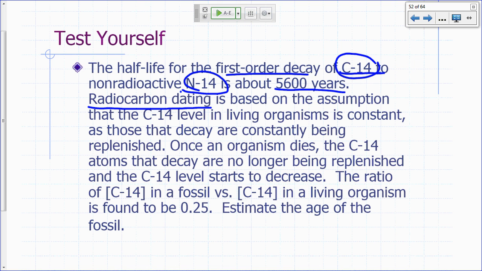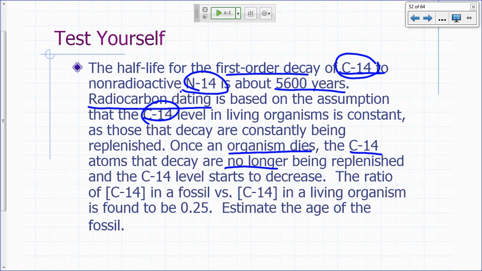Radiocarbon dating is based on the assumption that the carbon 14 level in living organisms is constant, because you're constantly breathing in and out, and so your carbon 14 level would be constant. That's a big assumption, though. But once you die, you stop breathing, right? So your carbon 14 in your body will start to decay. It's not being replenished anymore, because carbon 14 is generated in the atmosphere. So when you breathe, you constantly replenish it, and you maintain a steady state of carbon 14.